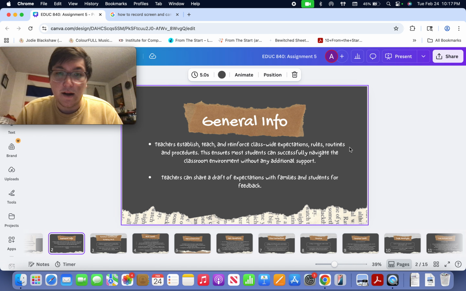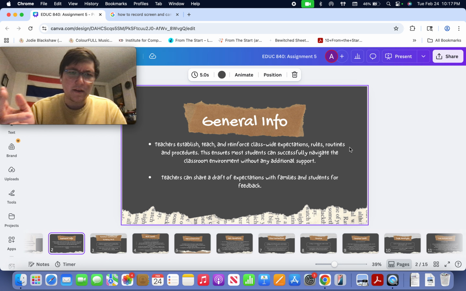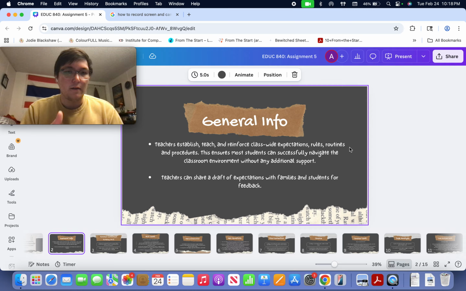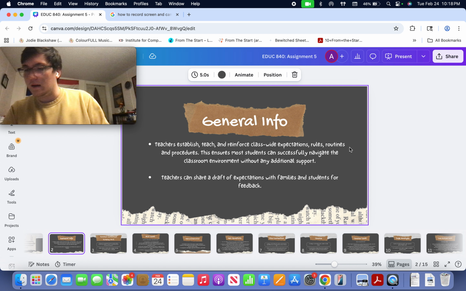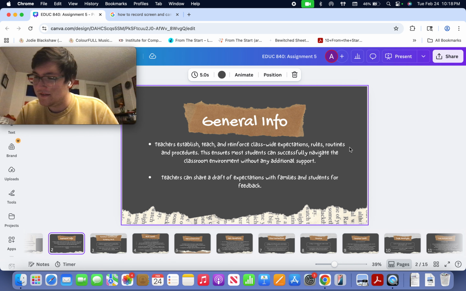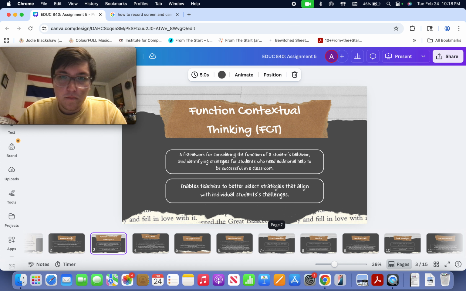Following that, when teachers are coming up with their expectations for the classroom, they can create and share a draft of those expectations with families and students for feedback. This reflects back to the collaboration high leverage practices. Once again, they're all tied together and relate to one another. They don't exist in a vacuum. They're an interconnected web, is one way to think of them.